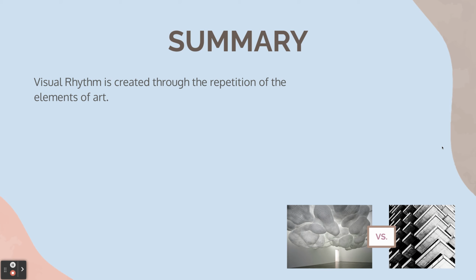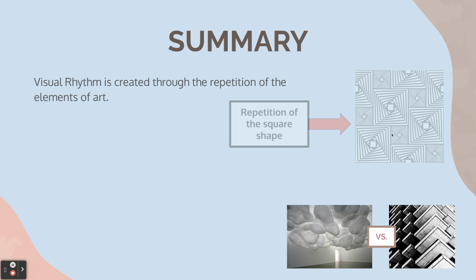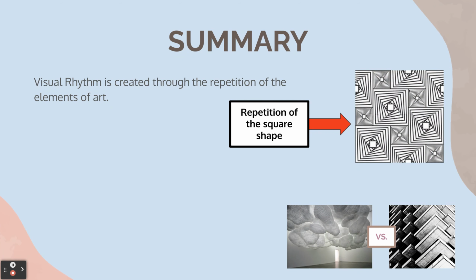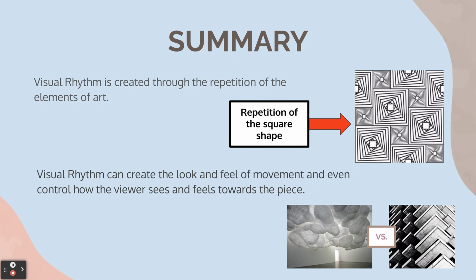So in summary, visual rhythm is created through the repetition of the elements of art: color, shape, line, form. If we're looking at the example we looked at the beginning, we're seeing that repetition through shape, and that shape just happens to be a square that the artist keeps turning. Visual rhythm can create the look and feel of movement and even control how the viewer sees and feels towards the piece. And we saw that below in the photo and in the sculpture.